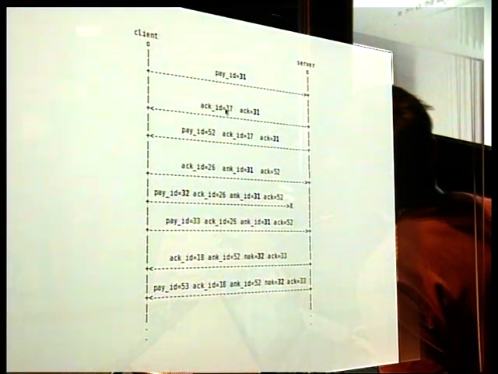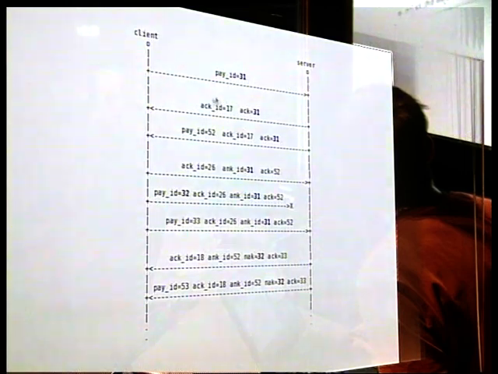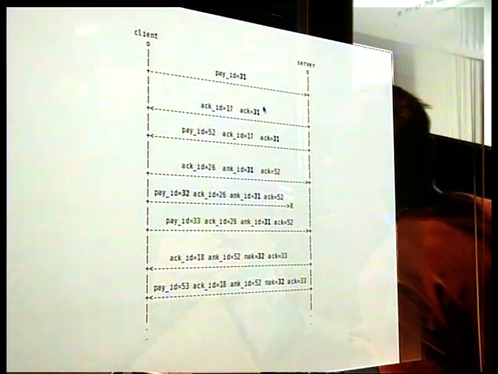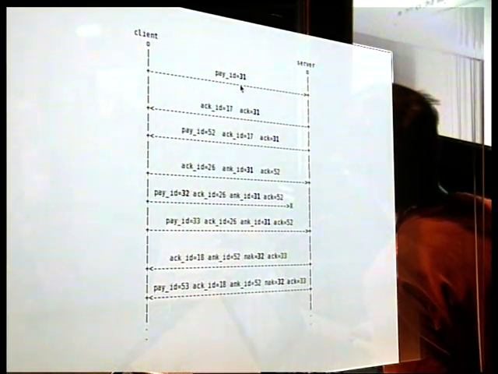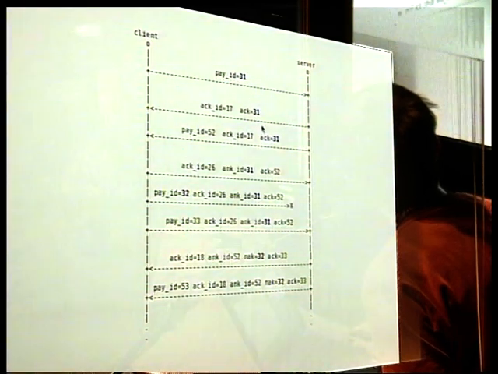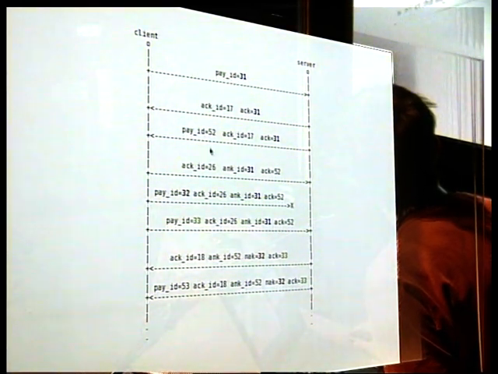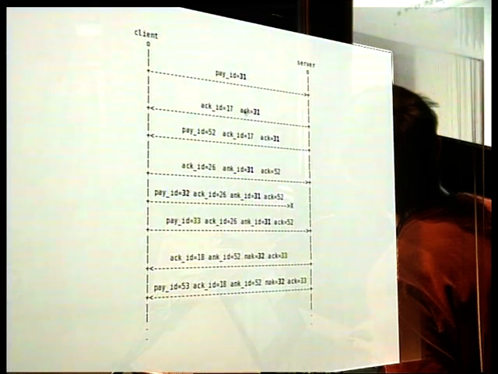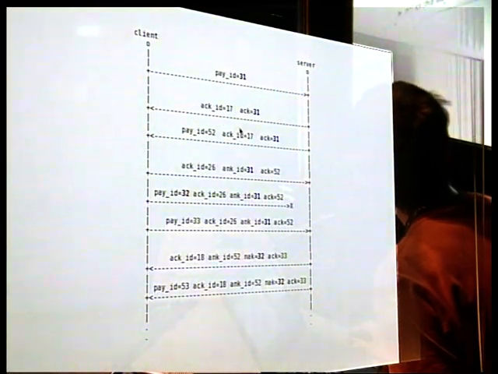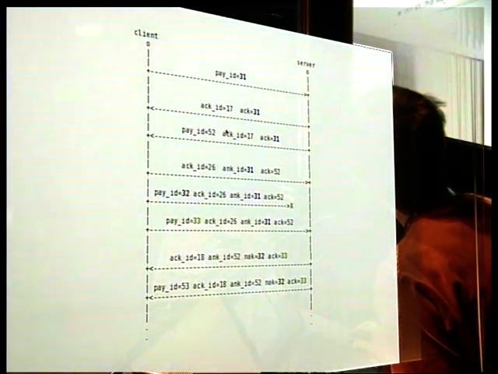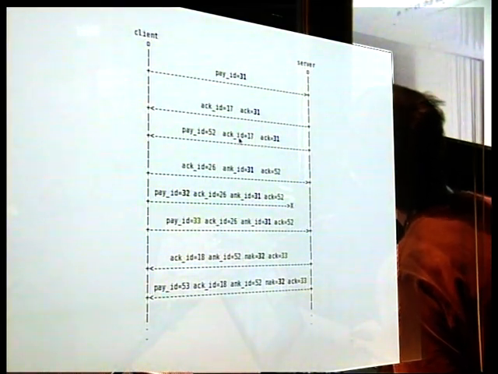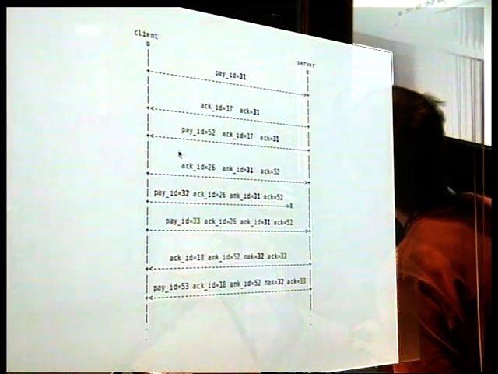So in this case, a payload packet is sent with some information, for example, the position of an object, and the server acknowledges receiving this packet with an acknowledgement packet. And this information is piggybacked onto some payload packet sent from the server to the client.